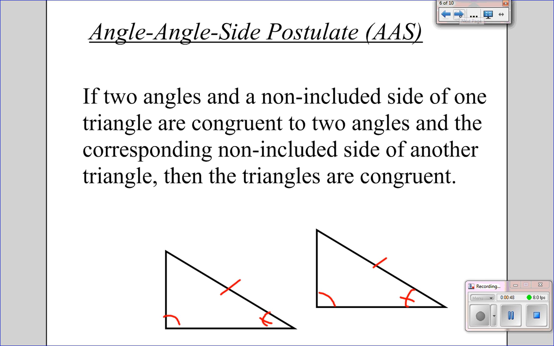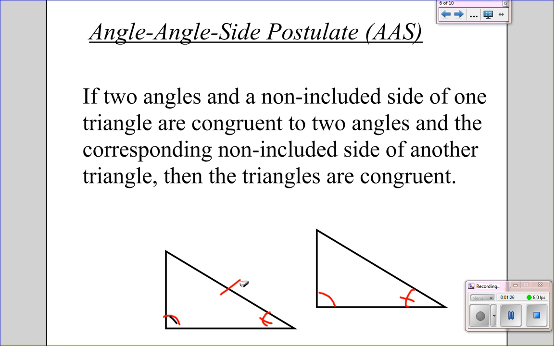The other postulate is the angle, angle, side, which says if two angles and a non-included side, in other words, the side is not between the angles, of one triangle are congruent to two angles and the corresponding non-included side of another triangle, then the triangles are congruent. So here you have angle, angle, and then side. The difference between ASA and AAS is that in AAS, the side is not between the angles, whereas in ASA, the side is between the two angles.